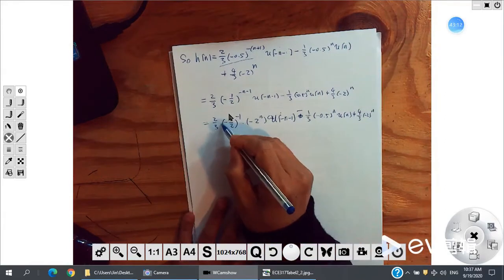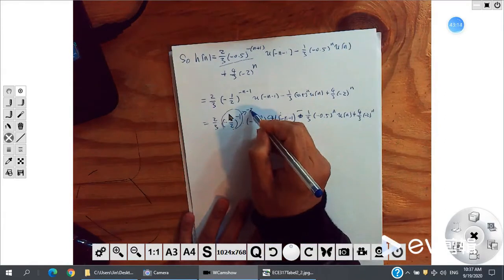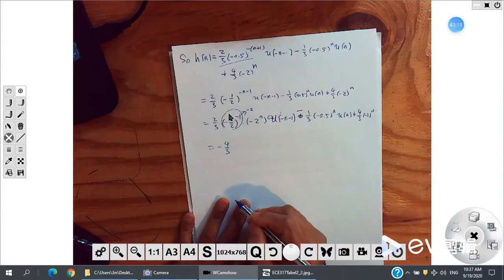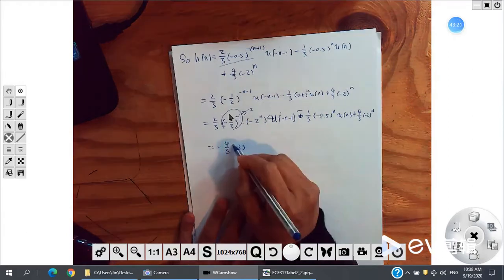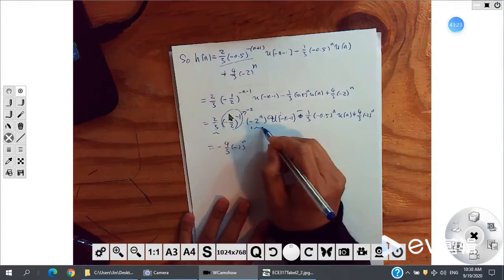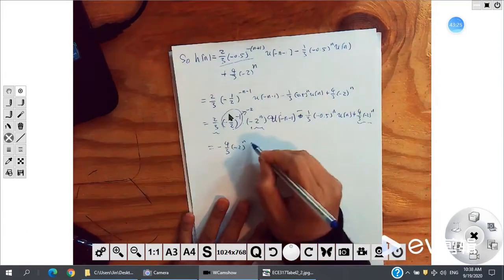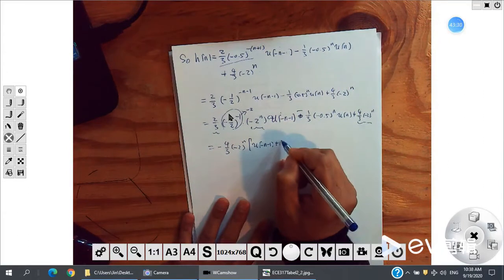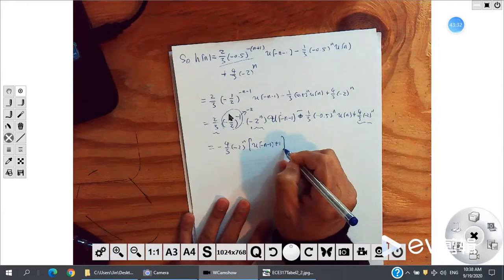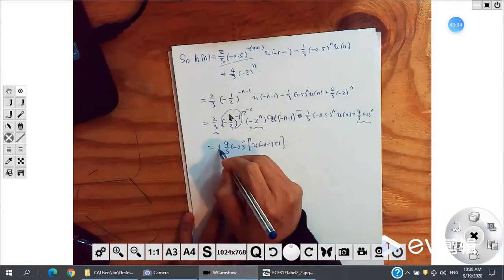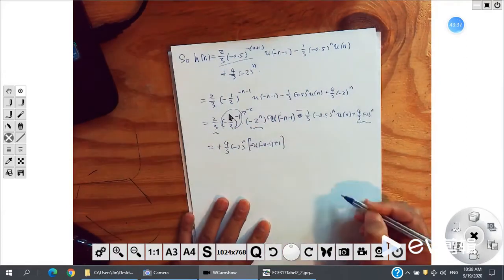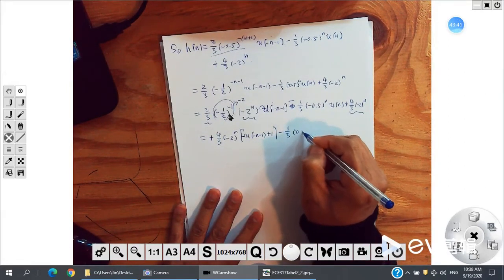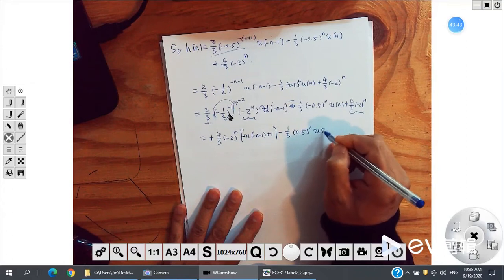And this one, that will be negative 2. So this is a negative 4/3. Then negative 2 to the n. You see, these two are same, right? And so this is a u of negative n minus 1 plus 1. Oh, this is plus, this is minus. Okay, that's a plus. This is negative. Alright, and minus 1/3 0.5 to the n u of n.